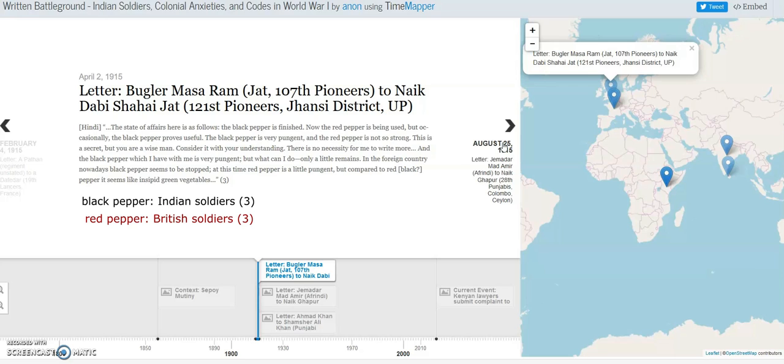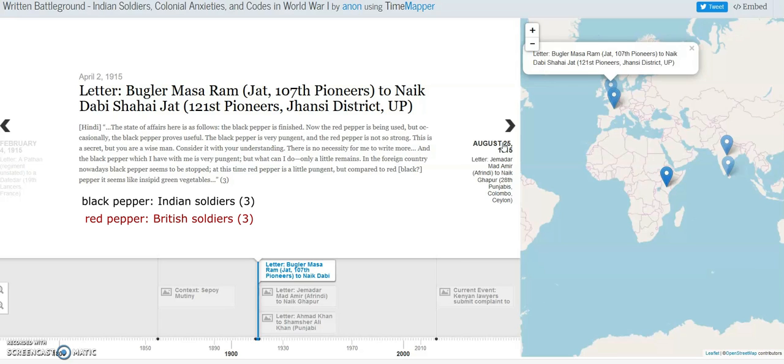There's no necessity for me to write more. And the black pepper, which I have with me, is very pungent. But what can I do? Only a little remains. In the foreign country nowadays, black pepper seems to be stopped. At this time red pepper is a little pungent, but compared to black pepper, it seems like insipid green vegetables.